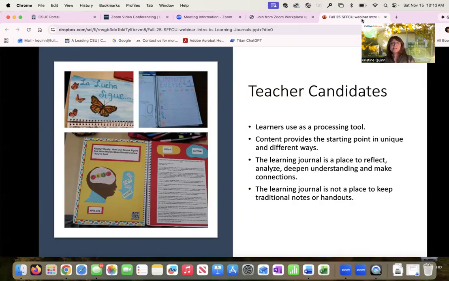The content provides the starting point in unique and different ways, and the journal is a place to reflect, analyze, deepen understanding, and to make those real life connections. The learning journals are not a place to keep traditional notes or handouts because that is not the purpose of this learning tool. Usually, notes or handouts are more about a lower level of learning than a higher level thinking skill.